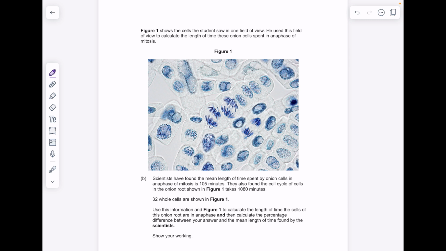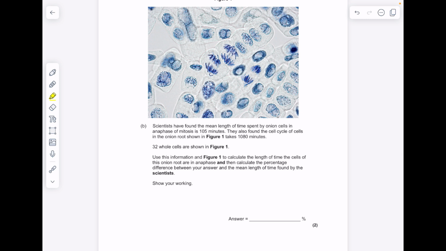Figure 1 shows the cells the student saw in one field of view. He used this field of view to calculate the length of time these onion cells spent in anaphase of mitosis. Scientists have found the mean length of time spent by onion cells in anaphase of mitosis is 105 minutes. They also found the cell cycle of cells in the onion root shown takes 1080 minutes. 32 whole cells are shown in Figure 1. Use this information in Figure 1 to calculate the length of time the cells of this onion root are in anaphase, and then calculate the percentage difference between your answer and the mean length of time found by the scientist. Show your working. Okay, do take your time to work through all this info.